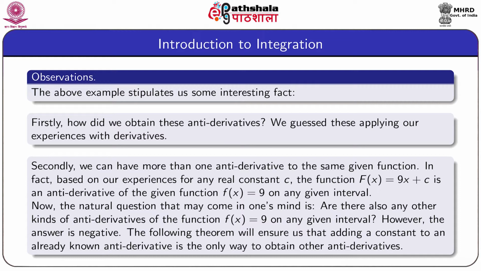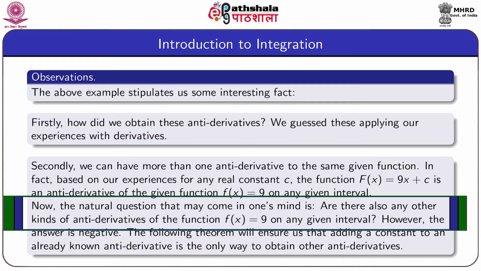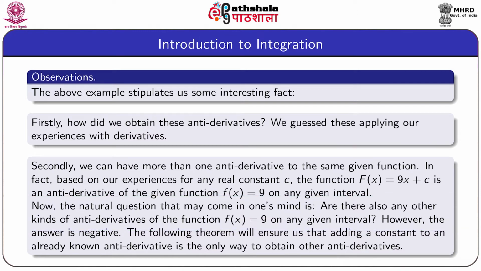In fact, based on our experiences, for any real constant c, the function capital F(x) defined by 9x plus c is an antiderivative of the given function small f such that for every x, f(x) equals 9 on any given interval. Now, the natural question that may come to one's mind is, are there also any other kinds of antiderivatives of the function f(x) equal to 9 on any given interval? However, the answer is negative. The following theorem will ensure us that adding a constant to an already known antiderivative is the only way to obtain other antiderivatives.